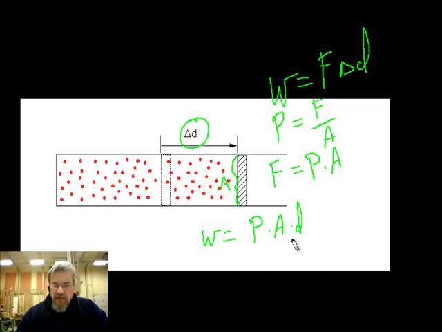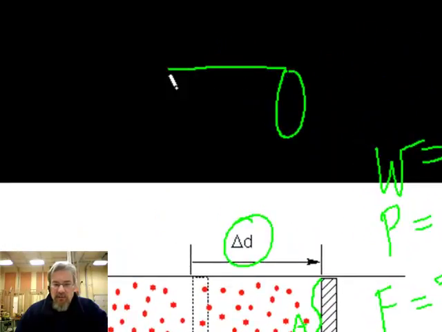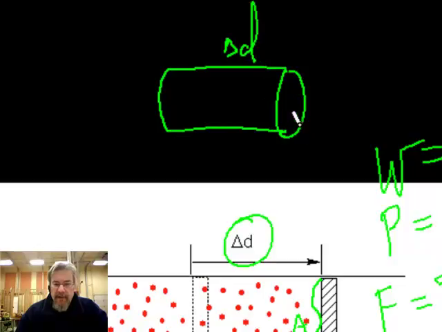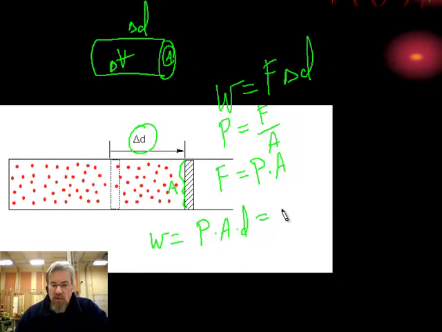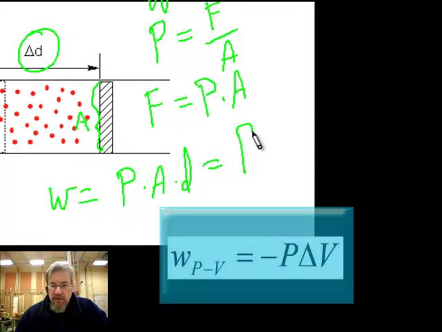delta D. Now if you think about this area, imagine this to be a circular piston, and we've moved that area through delta D like this. There's the area through delta D. Well, the area times delta D, that's just the volume that we've moved through here, or the change in volume, really. So that means work is equal to pressure times change in volume.